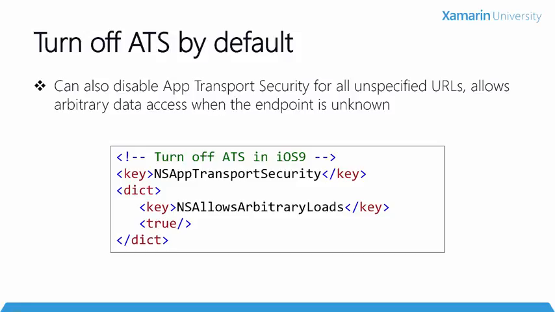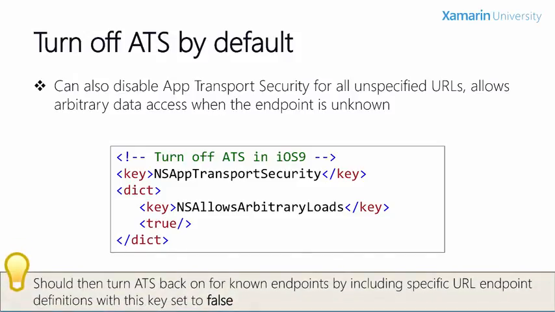By itself, this will essentially disable ATS for your app. And this can be a reasonable solution for many applications, but it also opens you up to potential security risks. So a good practice if you use this flag is to then add your own known domains, like we've done in the previous slides, but use the URL specific settings to turn ATS back on for that URL. Essentially, this would mean adding the NSExceptionAllowsInsecureHTTPLoads key and setting it to false in this case for the specific endpoint to force HTTPS.